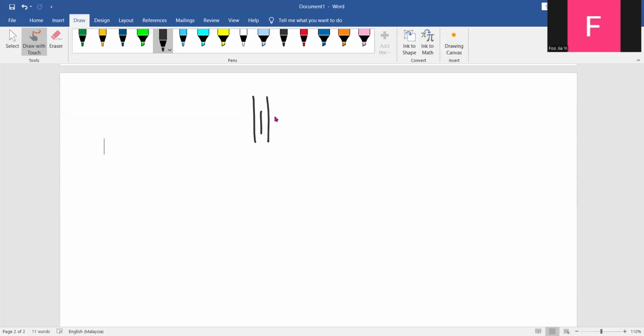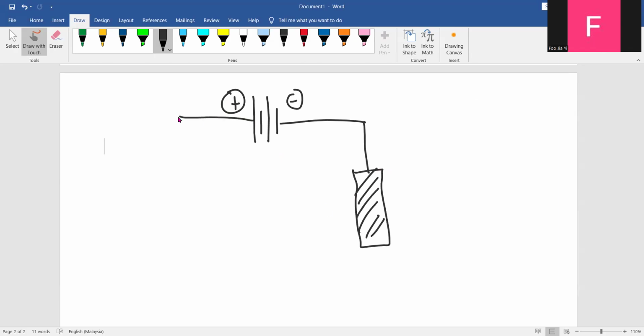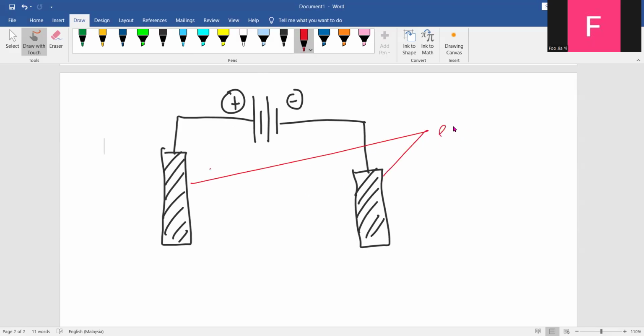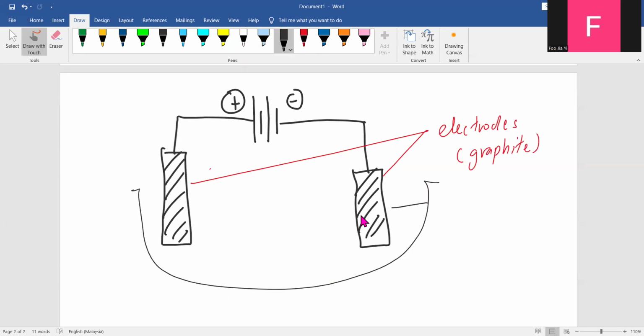First, this is the symbol for electricity. The long one is positive, the short one is negative. Don't draw yet because you don't know how big it's going to be. You need to draw it a bit bigger, otherwise you won't have space. Then you will have a negative and positive side. These are called electrodes, and they are made from graphite.